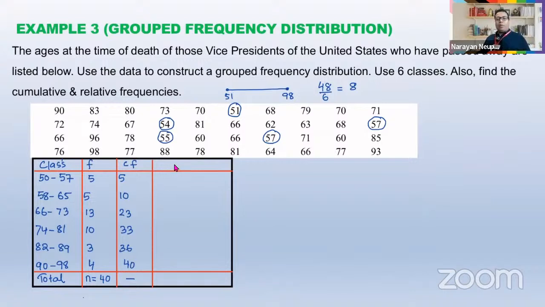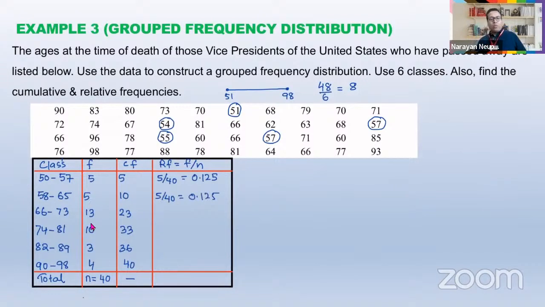Then the next thing we want is the relative frequency. If you remember, relative frequency is frequency divided by n. For the first one, the frequency is 5, so 5 divided by 40. How much is 5 divided by 40? 0.125. It's 1/8, right? 0.125. Next one, again, we have the frequency of 5, so that is also 5 over 40, which is 0.125.